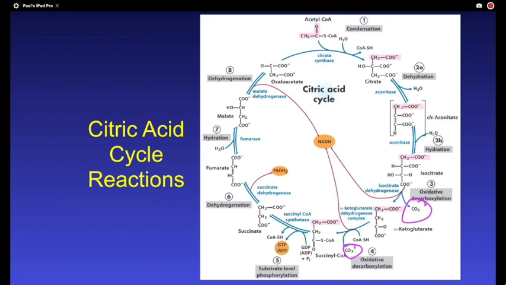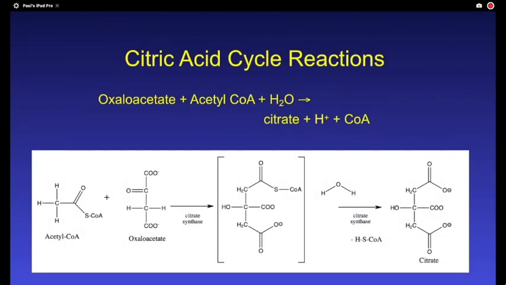Okay? And so, these are the reactions. First reaction. The molecule oxaloacetate plus acetyl-CoA plus water will equal citrate plus proton plus CoA. The enzyme's name is citrate synthase. A synthase is going to create a bond between 2 entities without the use of ATP to power it.